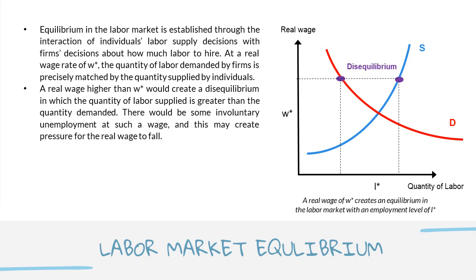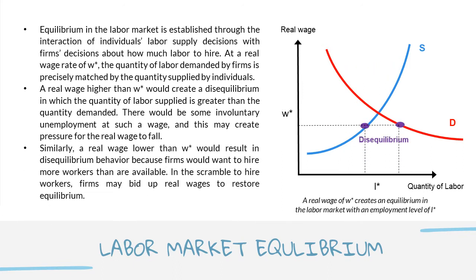There will be some involuntary unemployment at such a wage, and this may create pressure for the real wage to fall. Similarly, a real wage lower than W would result in disequilibrium behavior because firms would want to hire more workers than available. In the scramble to hire workers, firms may bid up the real wage to restore equilibrium.